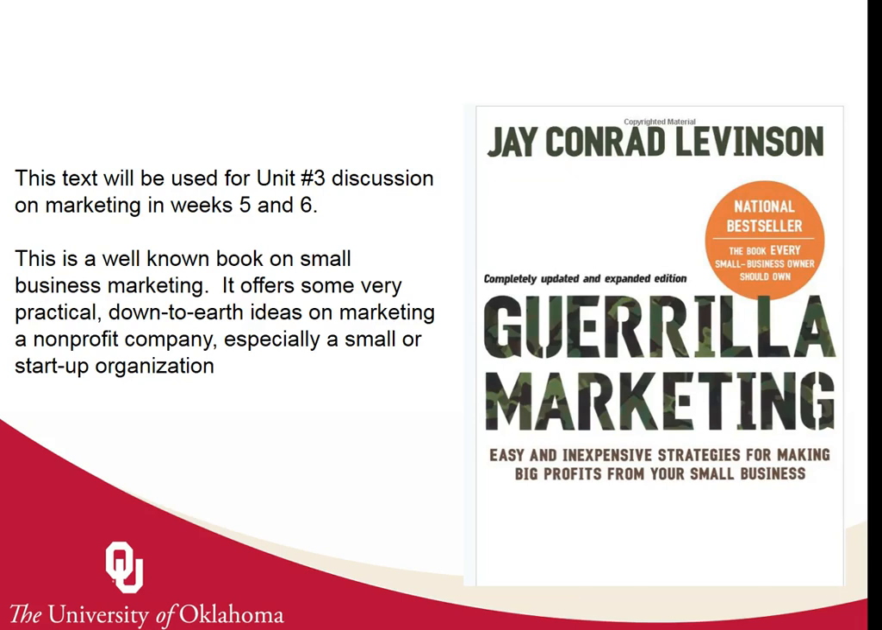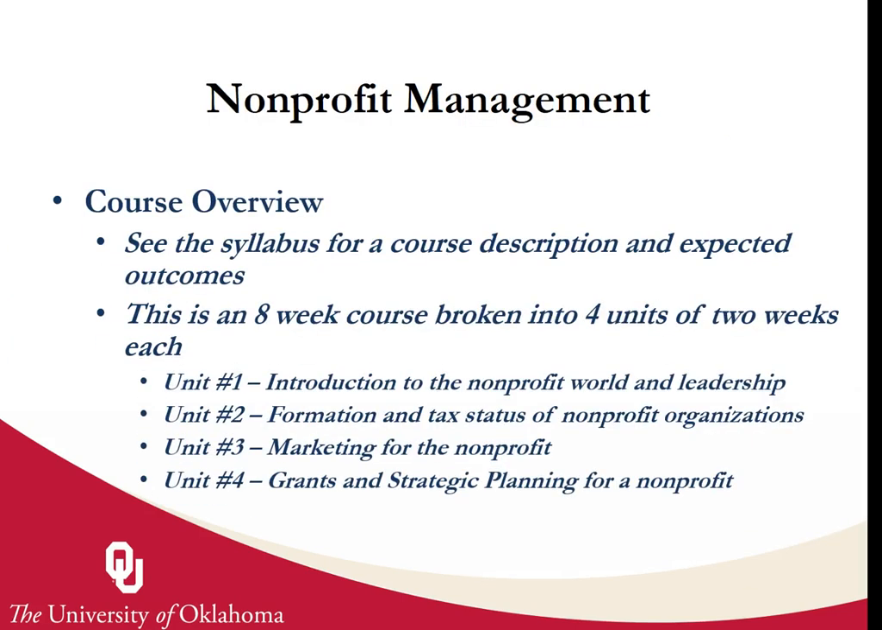And finally, the fourth textbook that we'll be using is Jay Levinson's book on guerrilla marketing. This text will be used for Unit 3 for weeks 5 and 6. It's a very well-known book for small business marketing. It offers some very practical, down-to-earth ideas on marketing for small companies. And since most nonprofit companies are in fact small companies as well, it's especially good for this class for a startup nonprofit. It's a very hands-on, practical approach to marketing.